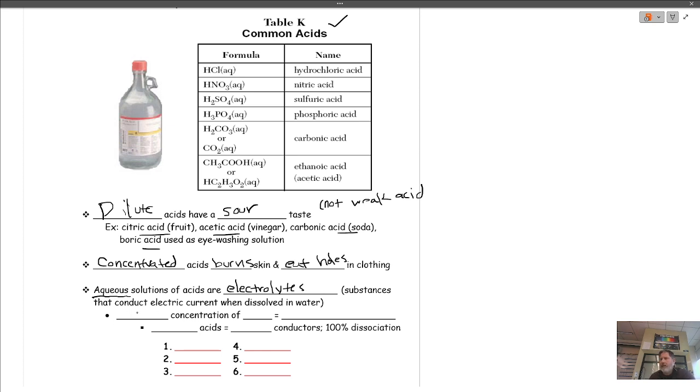Now, the idea is that if you increase the concentration of the acid, you're going to get more ions. So a higher concentration of ions means it's more conductive.